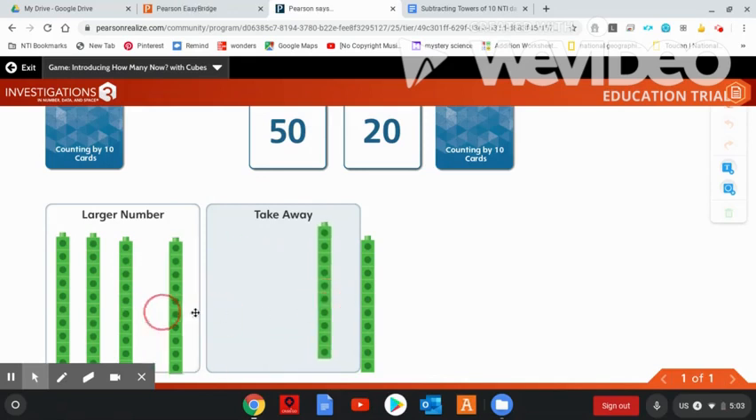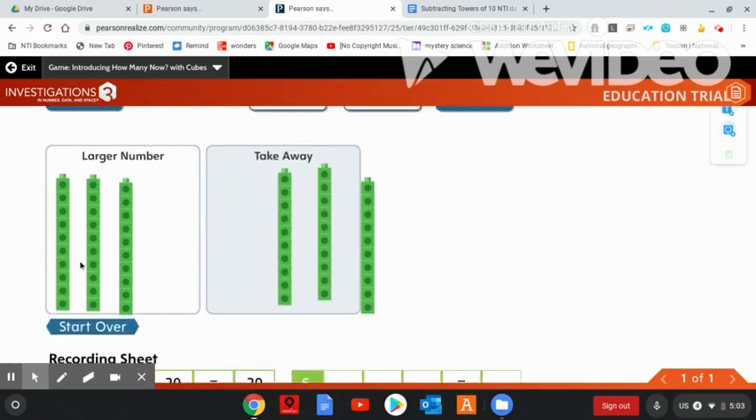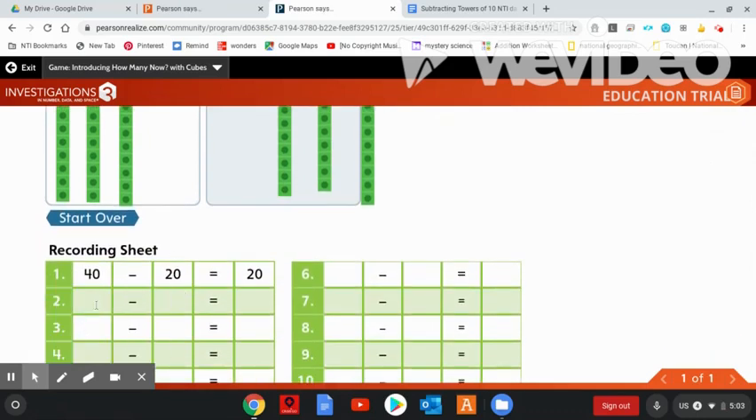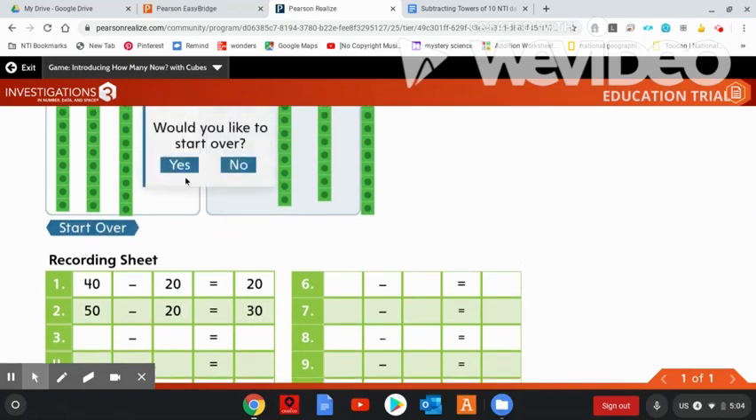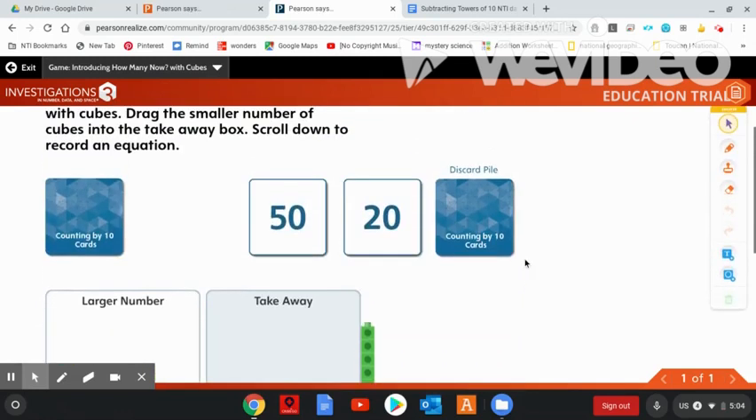10, 20. And if we look, that left us with 30 cubes, or 3 towers. Let's go down and write our equation. 50 take away 20 equals 30. Very good. I think you have the hang of it. I will meet you back here in just a second.